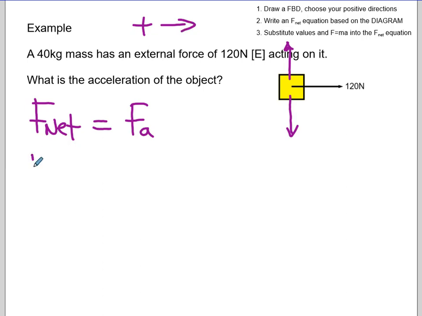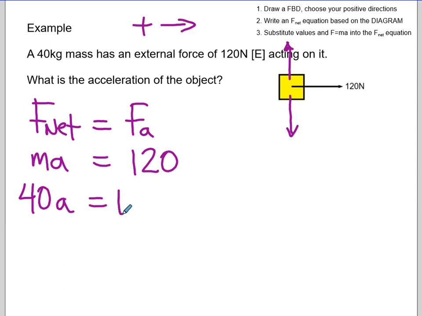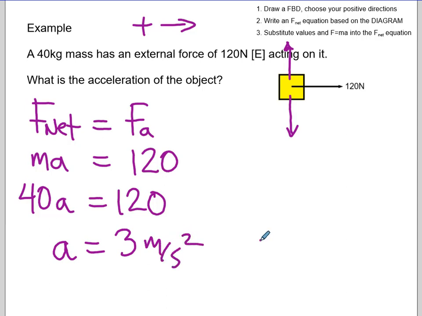If I replace F-net with mass times acceleration and Fa with 120 newtons, okay, I'm on my way to start solving for the acceleration. The mass of this box is 40 kilograms, so I can substitute that in. And when I solve for a, I end up with 3 meters per second squared. That's the acceleration of the yellow box due to the 120 newton force.